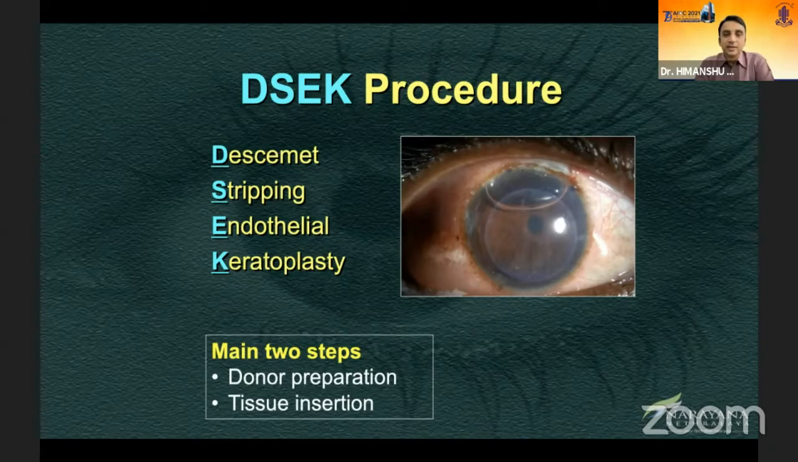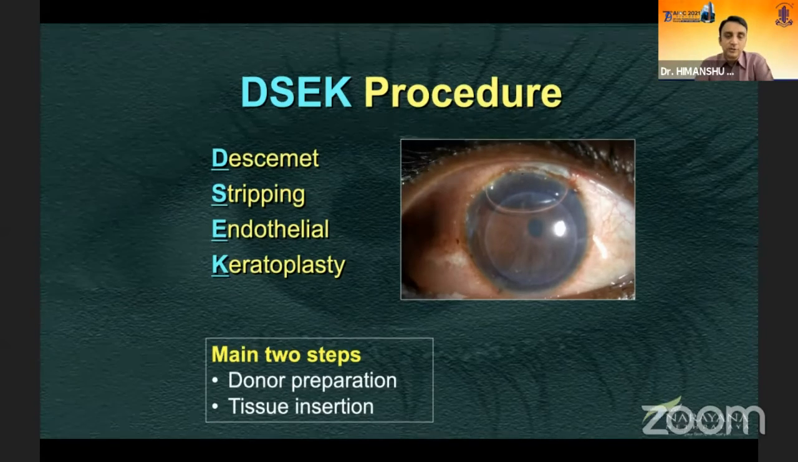And the Descemet stripping part changed a lot of things. Earlier, we used to do endothelial keratoplasty by dissecting posterior stroma, which had its own irregular surface. And by introducing Descemet stripping by Melles, it became much easier. In any DSEK procedure, there are two main components involved: one of them is donor preparation, and the second one is the tissue insertion.